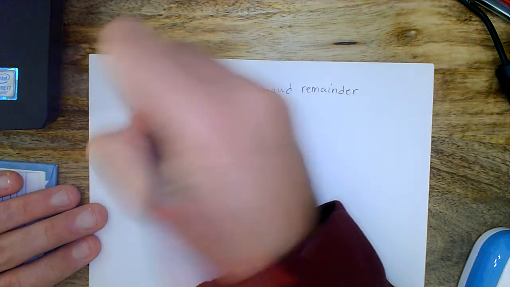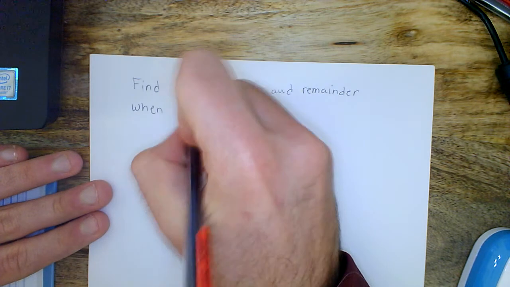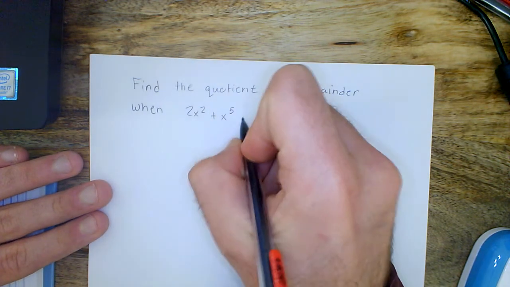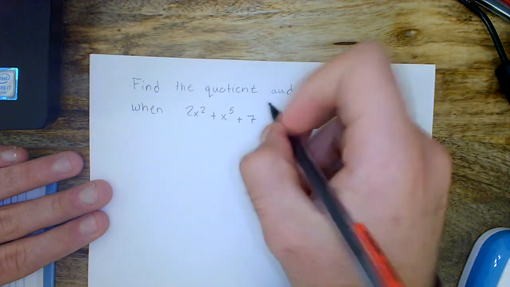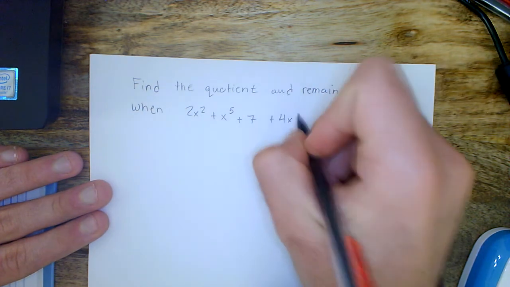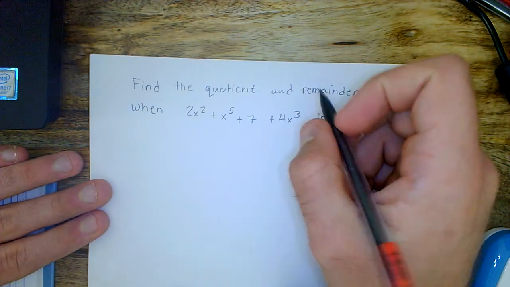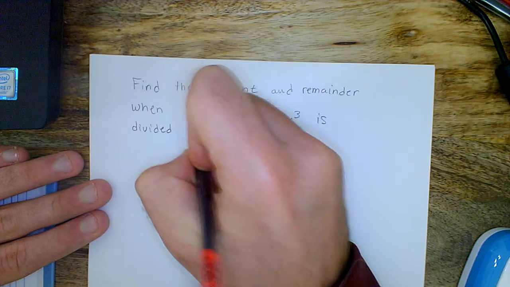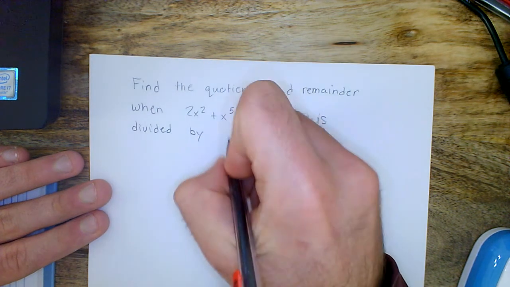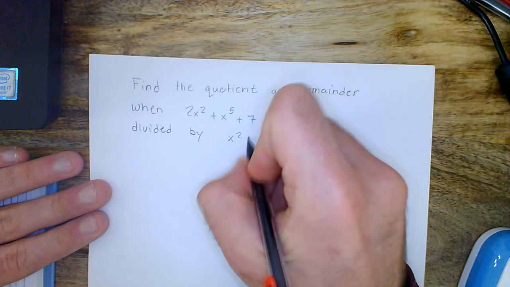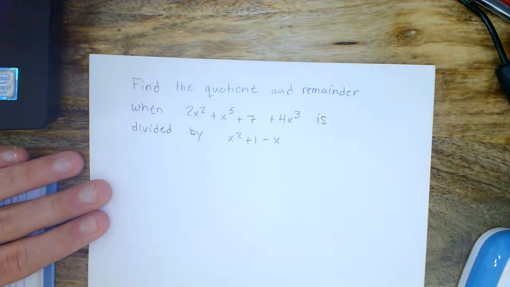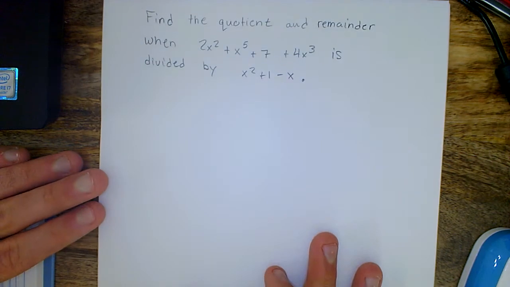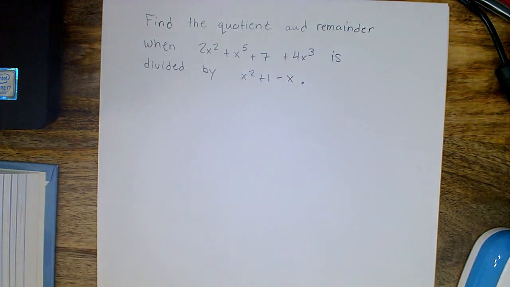When 2x squared plus x to the fifth plus 7 plus 4x cubed is divided by x squared plus 1 minus x. So that's an example that they have in the book.